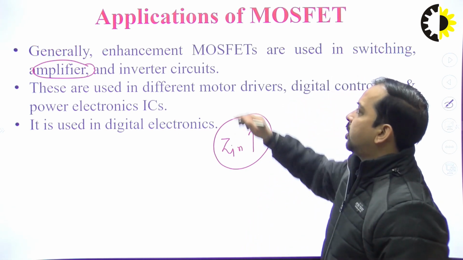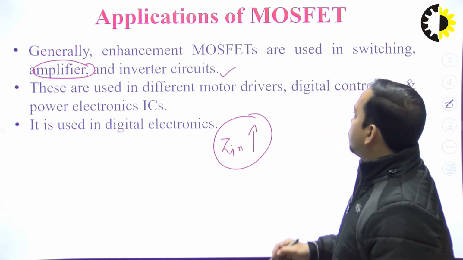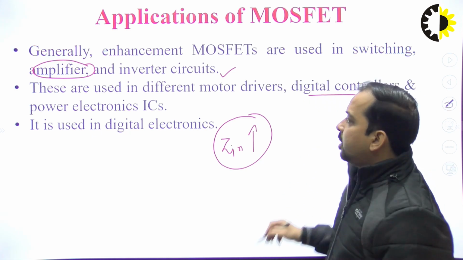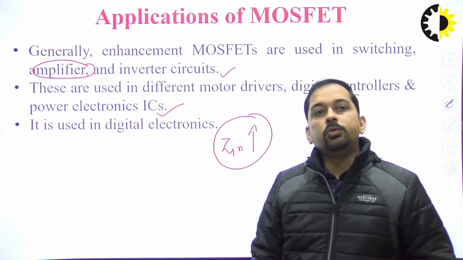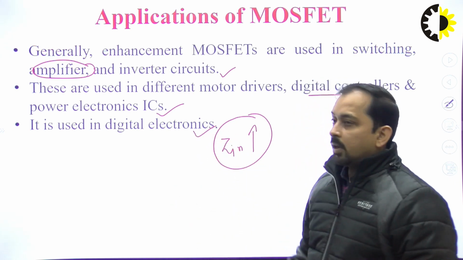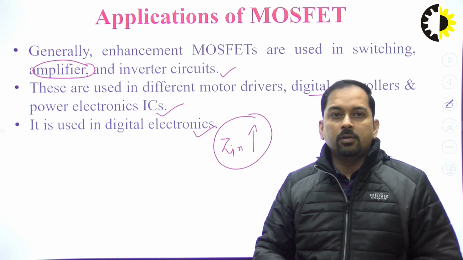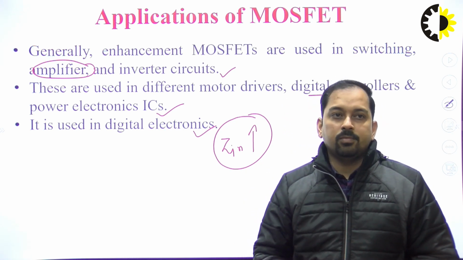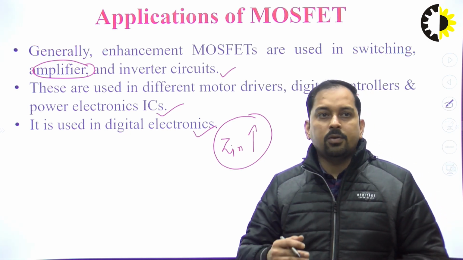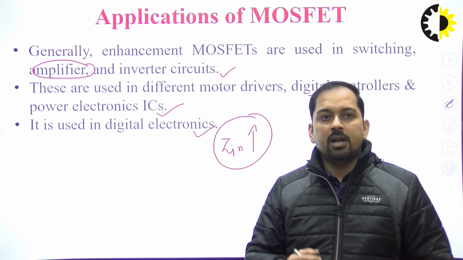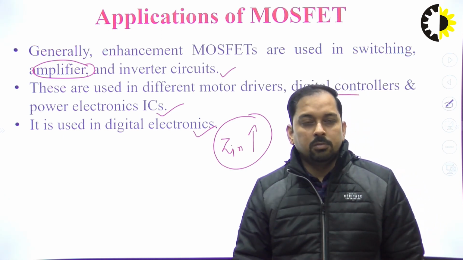And also in the inverter circuits, they are used in different motor drivers, digital controllers and power electronic ICs. It is also used in digital electronics, meaning we can have the logic gates with the help of CMOS circuit, with the help of N channel and P channel MOSFET. We can have all the types of digital electronic gates. AND gate we can have, OR gate also. So these are the application areas of MOSFET.